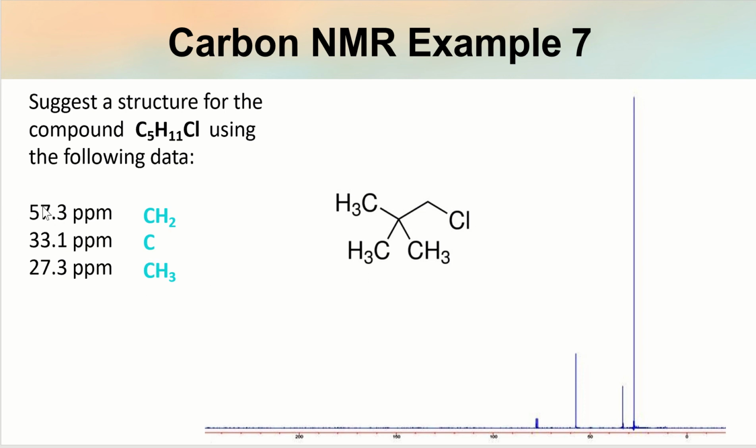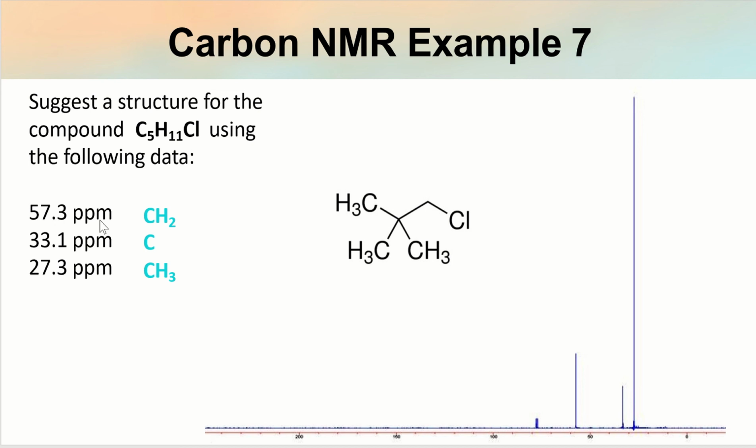So in essence, looking at this number, this methylene here is at 57.3, right? That should ring a bell to you, or if it doesn't, then you need to check your data table in order to see where methylenes reside that are attached to something that is electronegative. And we know that chlorine is in the structure.